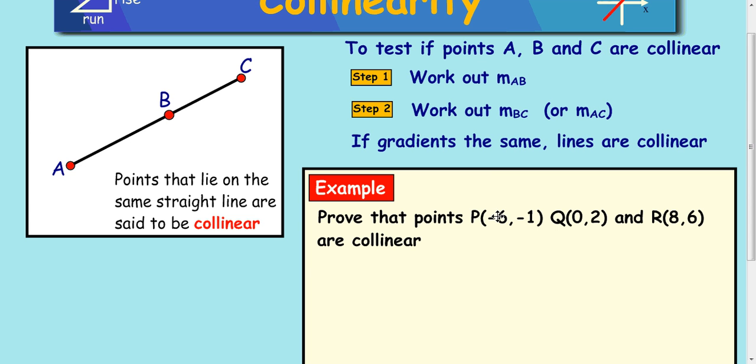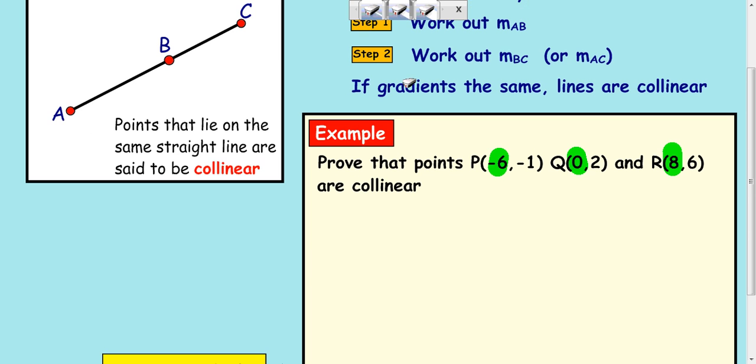So -6 comes first. Look at the x coordinates. That's the easiest way to see in order. So that comes first, then 0, then 8. Luckily these ones are in order, but if they're not, put them in order. Next thing, work out the gradient of PQ, and then work out the gradient of QR.